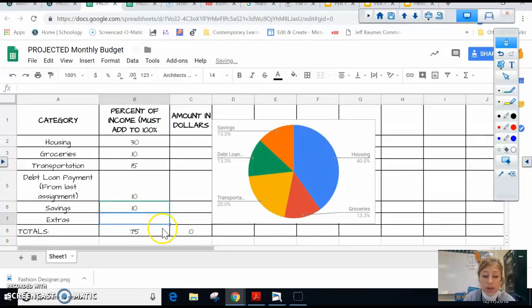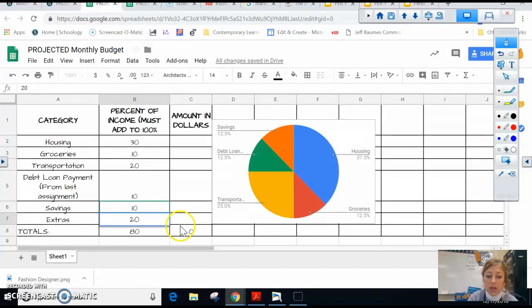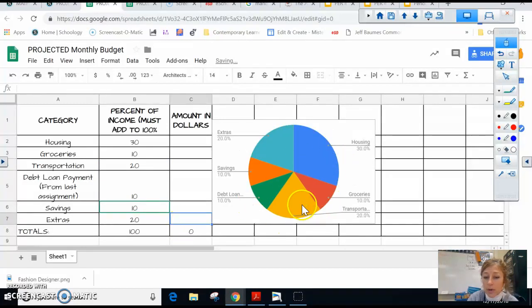And extras, I want you to notice this. This program that I kind of set up for you actually figures out your total. So far I've spent 75%. I need 25% more, and I don't really think the extras should be 25%. So I'm going to make my transportation 20%, and my extras I'll make 20% also. So if you notice, my pie chart is already made up.